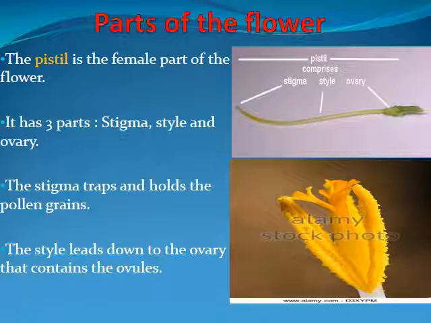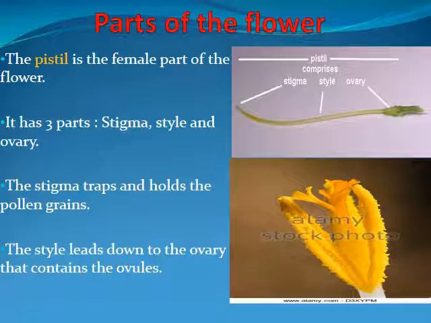Adam, is the pistil the male or the female part? The pistil is the female part. Excellent, it's the female part. How many parts does it contain? Yes, Jad. Three parts. What are these parts? Stigma, style, and ovary. Excellent.